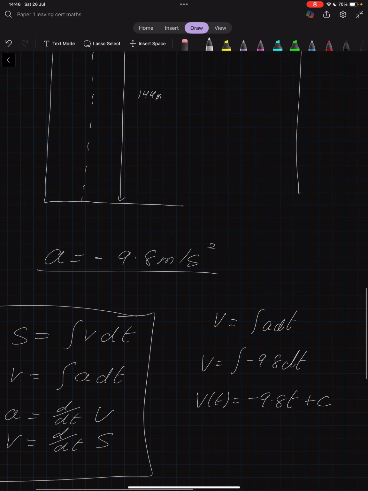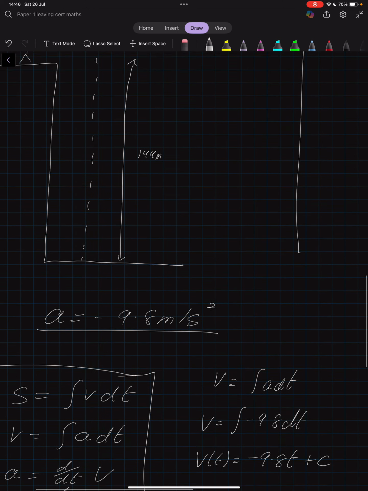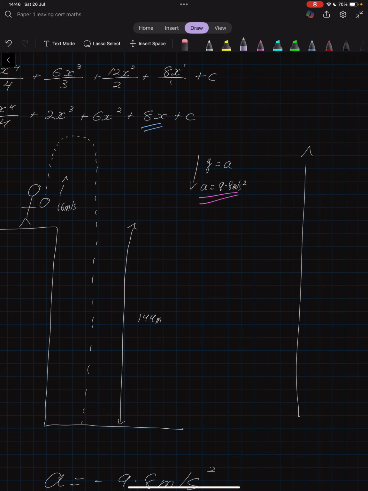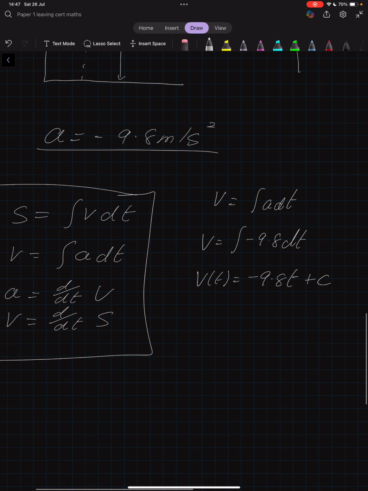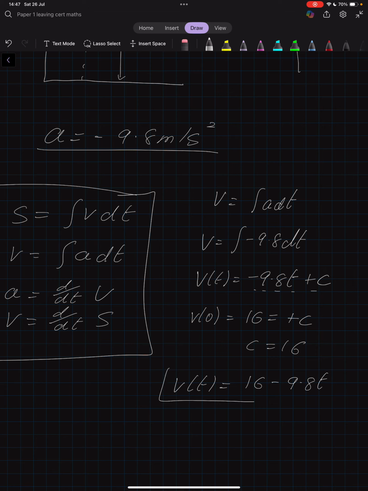Now, this time I want to figure out this constant. There's only one constant that works. Why is there only one constant that works? Because you're told the initial velocity is 16. What does that mean? That means that if I plug in 0, so if the time is 0, so initially, this has to be equal to 16. If I plug 0 into this, I get plus c, and therefore c is 16. So my velocity v of t is equal to 16 minus 9.8 t. Okay?